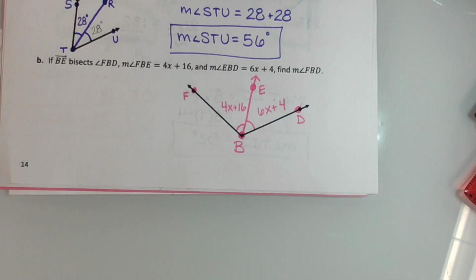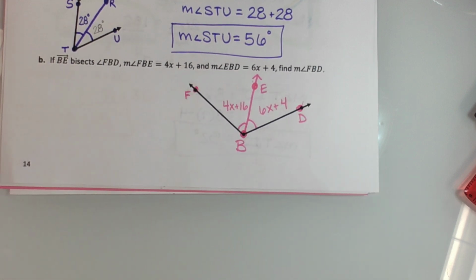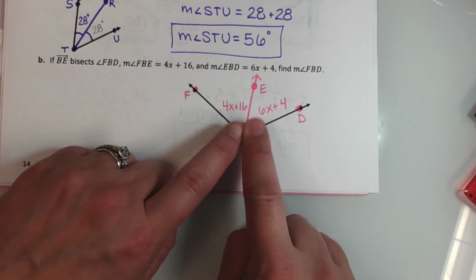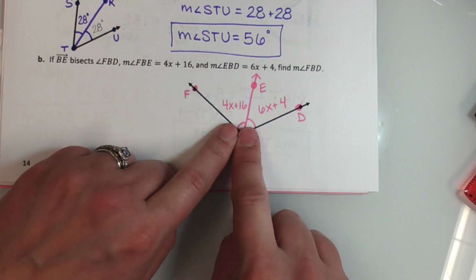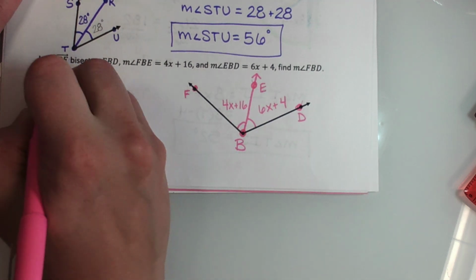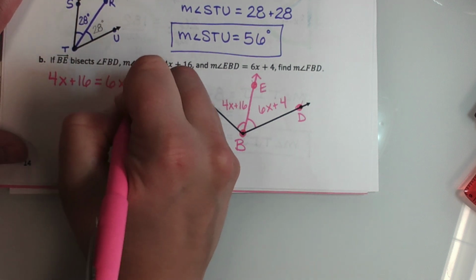Yesterday we had pictures that looked like this. Thought we had one more thing about them. We had the 2 parts and we had the whole, and we could say the smaller angle plus the smaller angle made the bigger angle, but we don't know anything about the big angle here, so we can't do that. But what we do have is these markings that bisect gave us. Those markings tell us those 2 angles are the same, congruent, equal. Therefore, we can set 4x plus 16 equal to 6x plus 4.